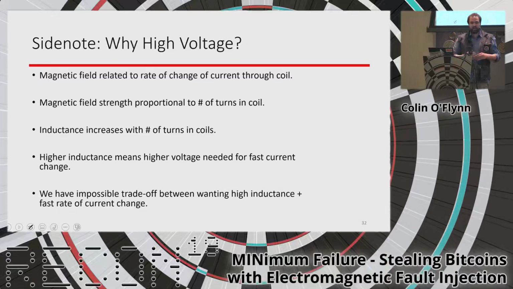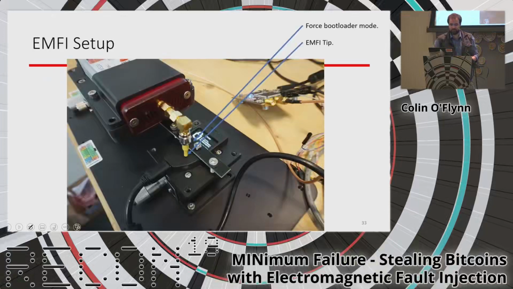What you find out as you experiment with this is there's a sweet spot between 60 to 500 volts. So you'll see most EMFI generators using this higher voltage. What I have to perform this is basically a wallet here. I force bootloader mode with my very high-tech screws pushing the buttons down.